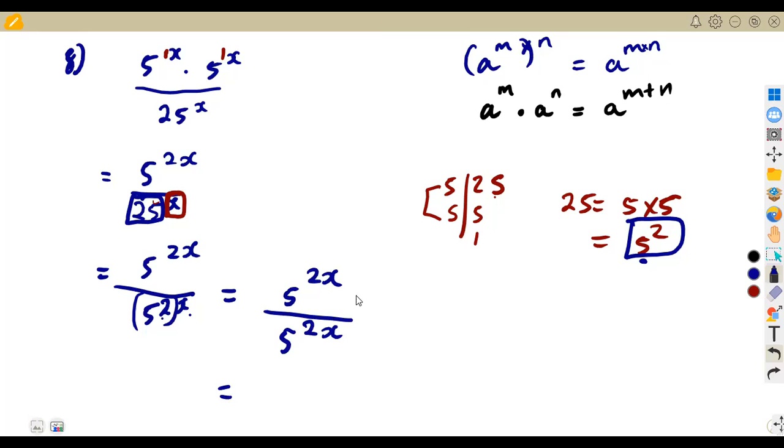Okay, considering these two terms, we can subtract because the bases here are the same. So you can just subtract because we are dividing. So that's 5 to the exponent of 2x minus 2x, which is a 0 there. So this is just going to give us a 0 there. And we know that any number, when raised to the exponent of 0, gives us what? A 1. So meaning to say the whole of this question was going to give us a 1 at the end.